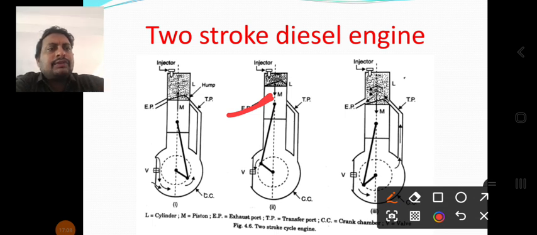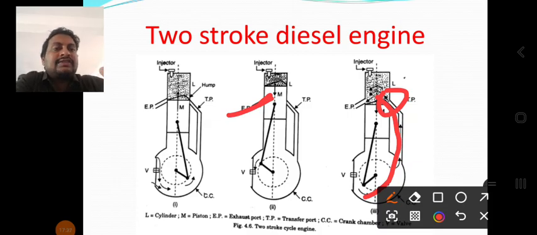The transfer port will also be open. Whatever fresh charge entered the crankcase during the suction stroke will be transferred to the engine cylinder through the transfer port. Due to the piston movement only, the inlet port, exhaust port and transfer port will be covered and uncovered. So the piston movement covers and uncovers the ports.